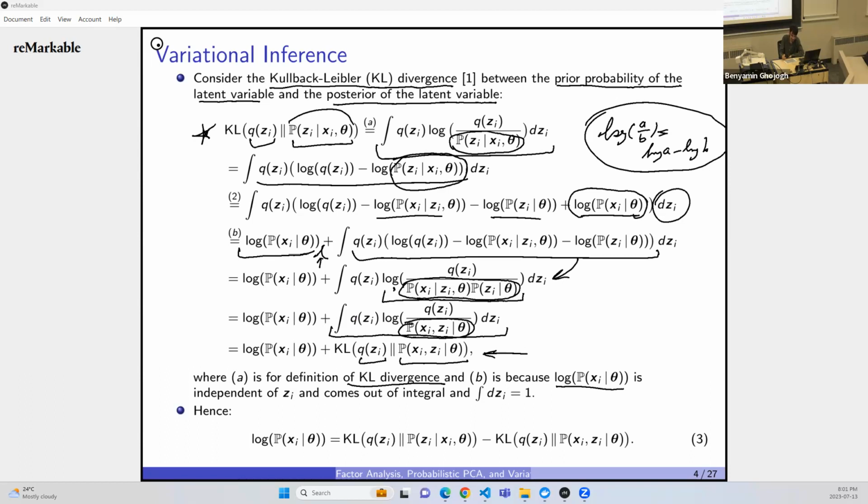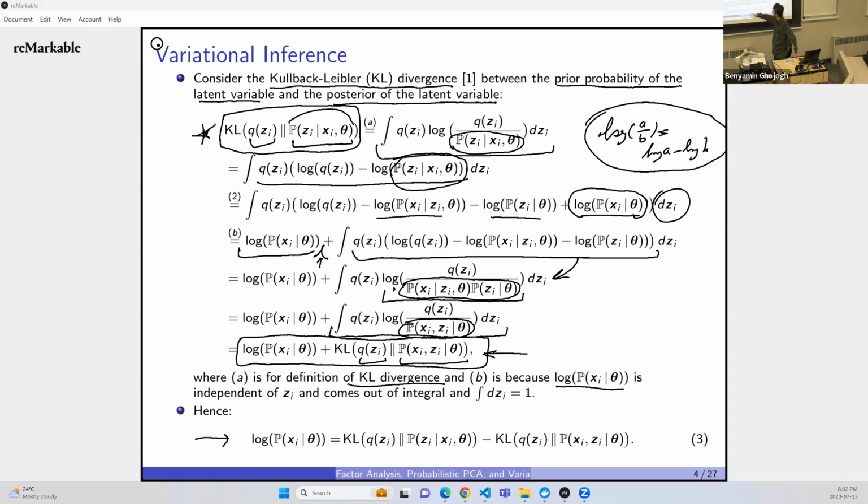Okay, now let's rearrange this. So this is the left-hand side equals the right-hand side. Rearrange the terms, you will get equation 3. Okay, guys, please notice this is an important lecture. Did you understand what I did so far?